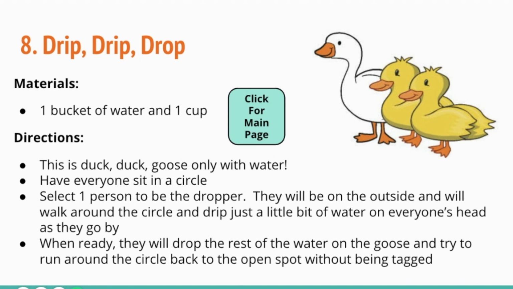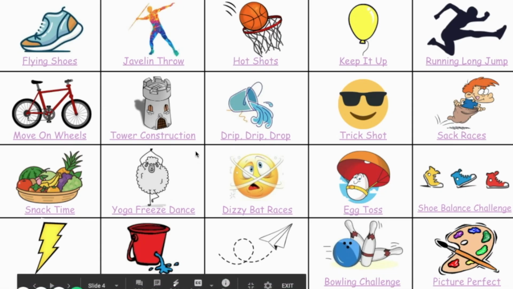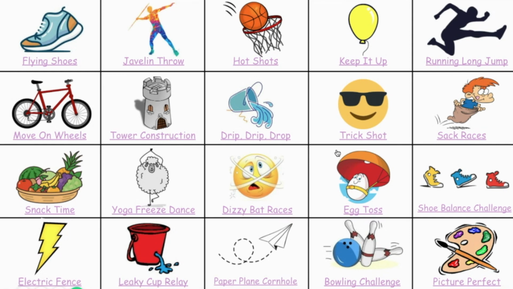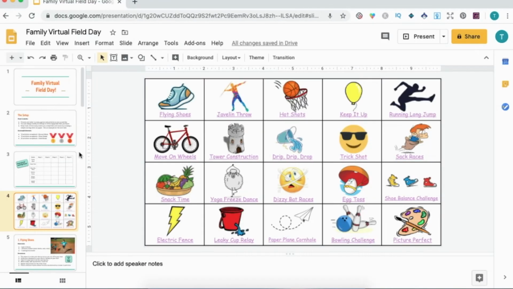So like I said, families would go outside, they'd play for a little bit. Once they're done, they come back in, record that they did it, and then they click for the main page, and then they can just keep on working on all the games and activities that are posted. Now, what I really want to do with this video is show you how to change out a game.